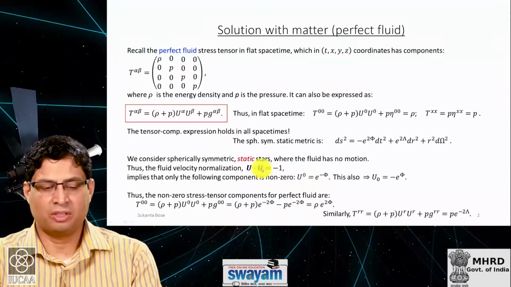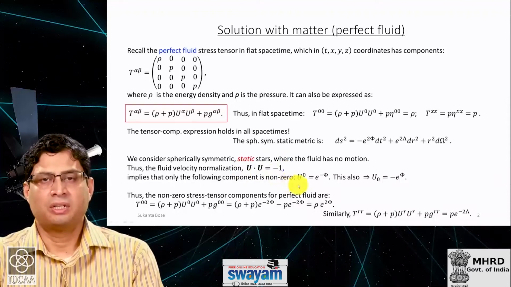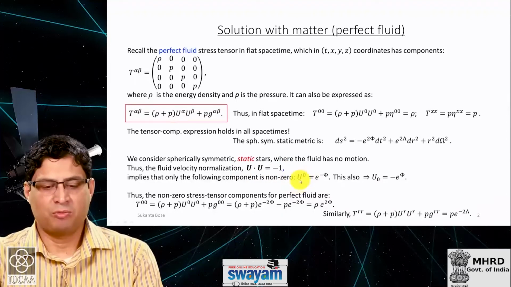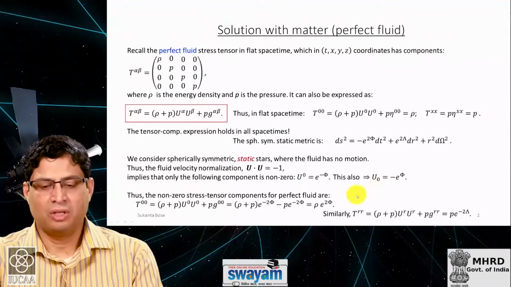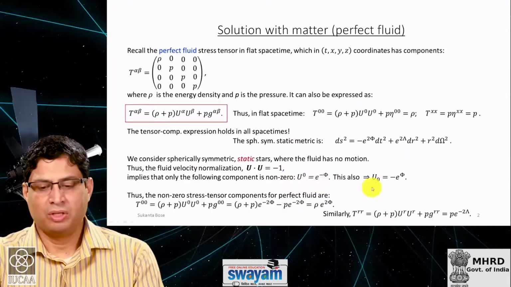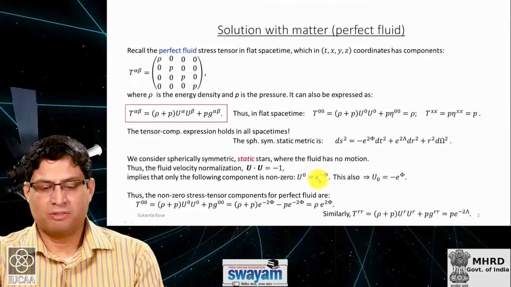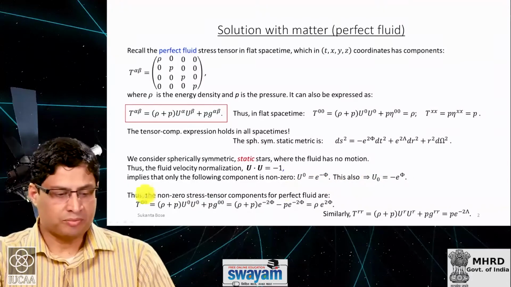So, you can work this out and convince yourself that this normalization here for the 4-velocity vector tells you that the time component of the u vector is just e to the -phi. And to get u with 0 down, you contract u^mu with g_0mu, and that will tell you that u_0 with 0 down has to be negative e to the phi. These will be useful in a moment.